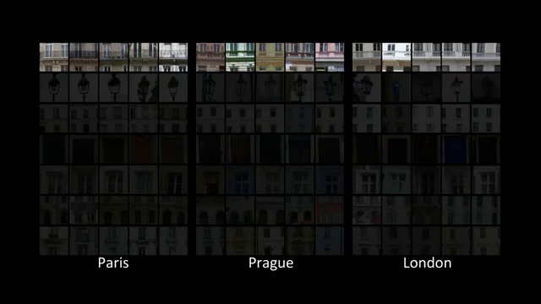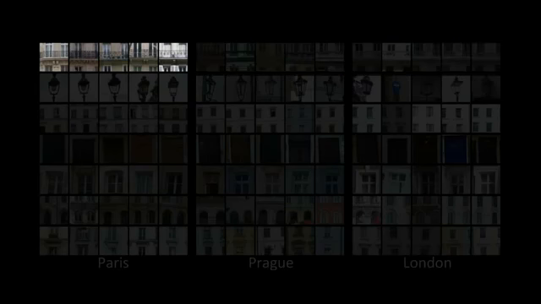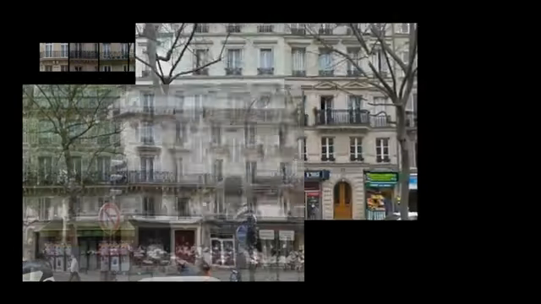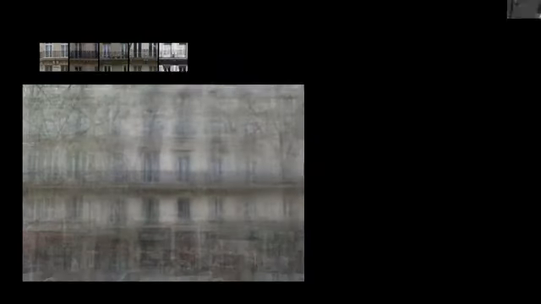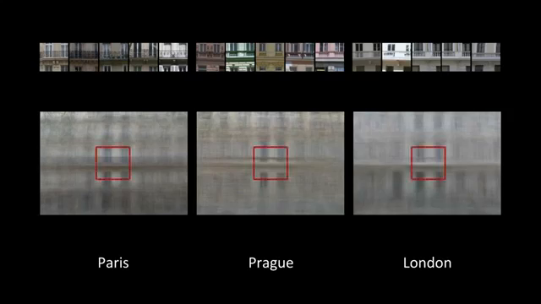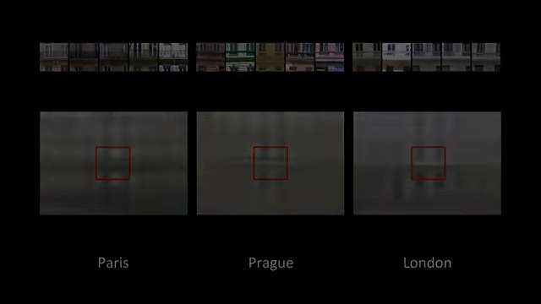It's also interesting to visualize the facades around each element. We start with several images containing a given element, and then average them, centered on that element. If the same element occurs in multiple cities, we can create per-city averages and compare facades. Note how the balcony occurs on the third floor in Paris, but on the second in Prague and London.